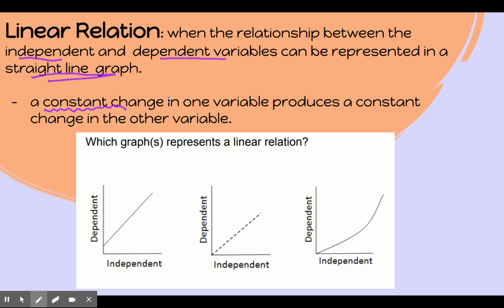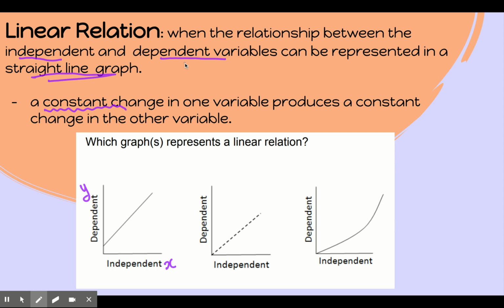So as one variable increases, let's say by 2, a constant number, the other variable is also going to change by a constant amount. So when I'm talking about variables, I am talking about x and y. Okay, x is your independent variable and y is your dependent. So basically, as x increases, y would increase, depending on the amount of the increase.